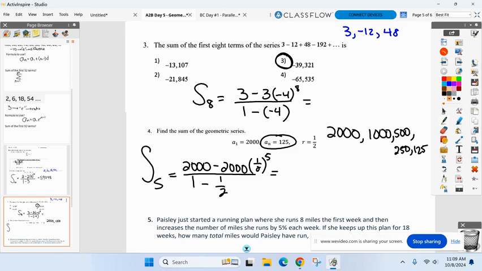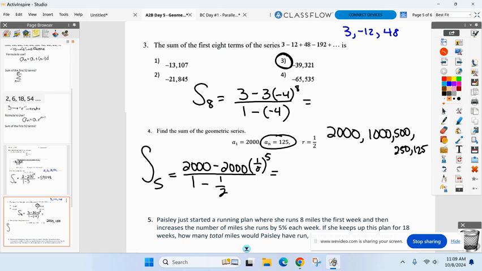What do you have? 0. What are you plugging in? 2,000 minus. Come on. Oh, it's not just 2,000 minus 2. Only put parentheses around the 1/2, right? Yeah, because that's giving you 0 right there. But it's not. I can't do 2,000 minus 2,000.